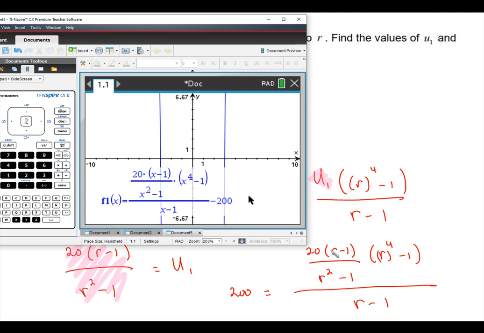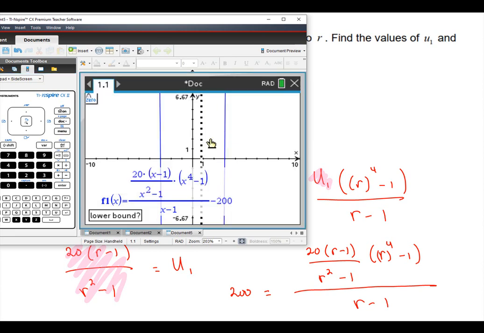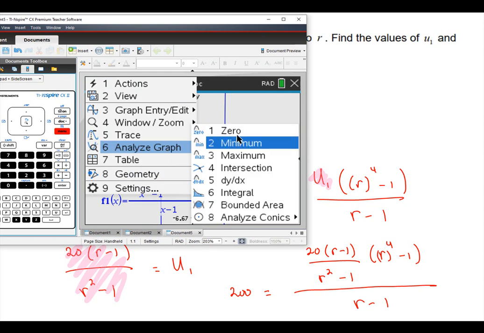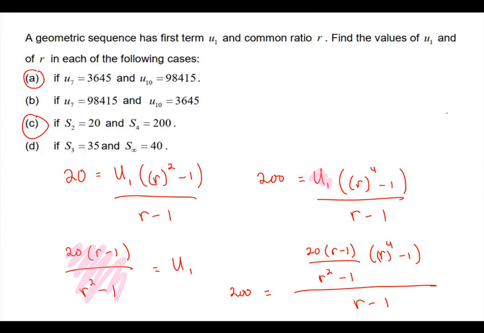All right, so I've graphed this equation, and I've also set it equal to 0 already. And now I'm going to find the zeros. So analyze graph, find the zero. So it looks like it's going to be 3, and then the other one's going to be negative 3. So r is going to be 3 or negative 3. So going back to our problem here, I know that r is going to be 3 or negative 3.